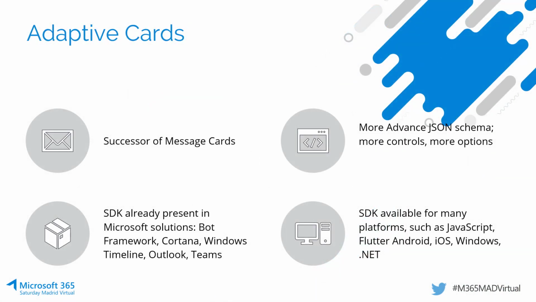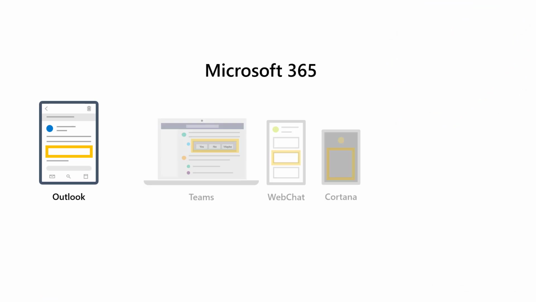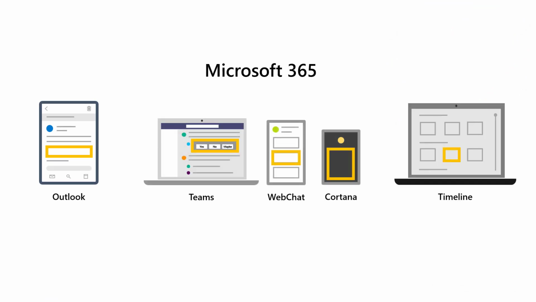So the adaptive cards, as said, are a successor of message cards. So it inherits all the good things and all the greatest functionalities from message cards. It is, of course, more advanced because it is constantly being developed. It is already implemented in the majority of applications. Now, what is also important about adaptive cards is that its SDK today is present in most of the Microsoft 365 communication tools. It is in Outlook, it's in Teams, it's in Cortana Skills, Windows Timeline, Bot Framework.